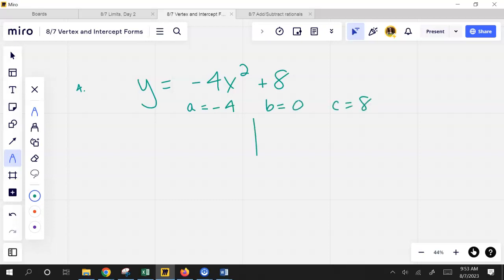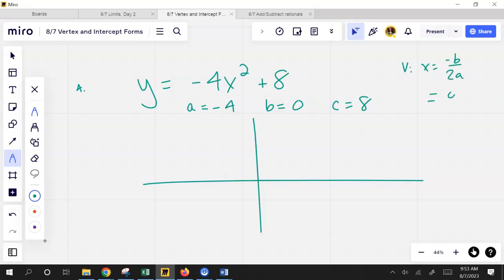You are graphing professionals. What about a vertex? Opposite B over 2A. That's right. Plug it in. What do you get? 0 over, it doesn't matter what it's over as long as it's not 0, and it's not, because it's just going to give me 0. How do I find the corresponding y part of that vertex? Plug it into that equation. That's right. So I got -4 times 0 squared plus 8, which is 8.